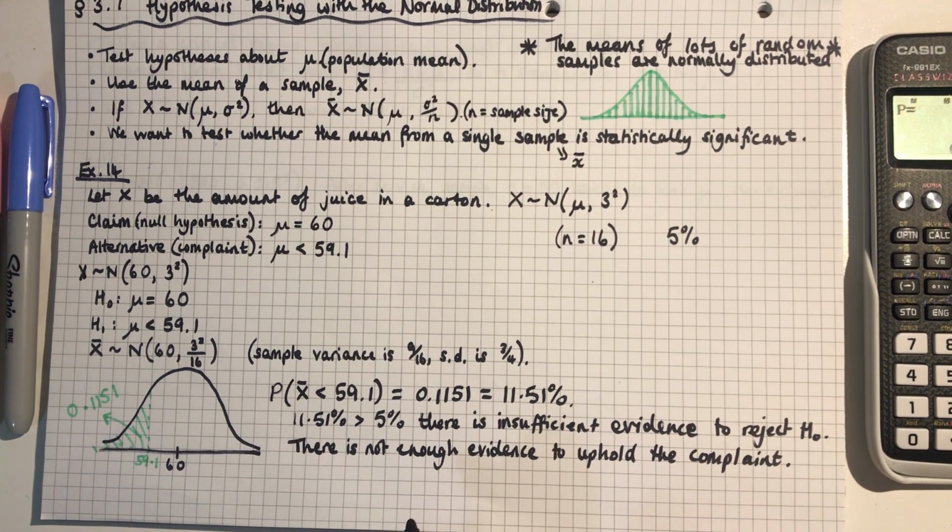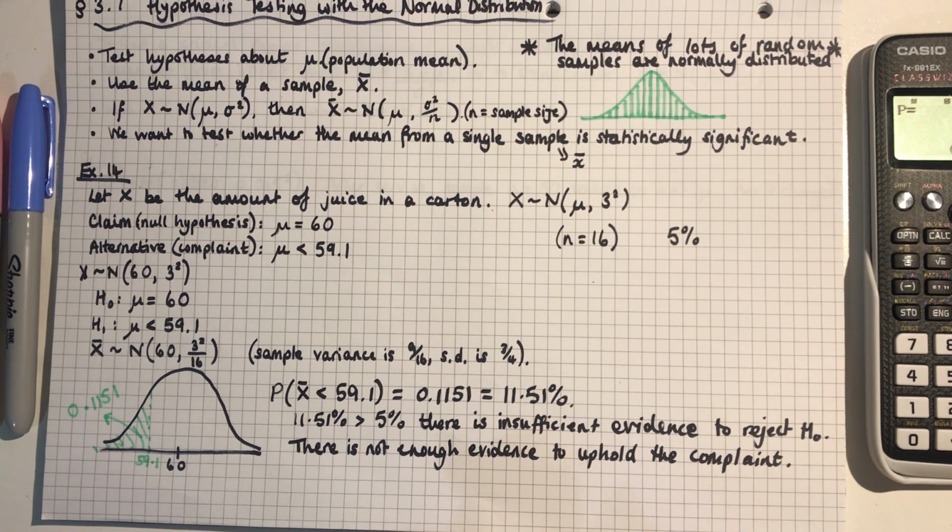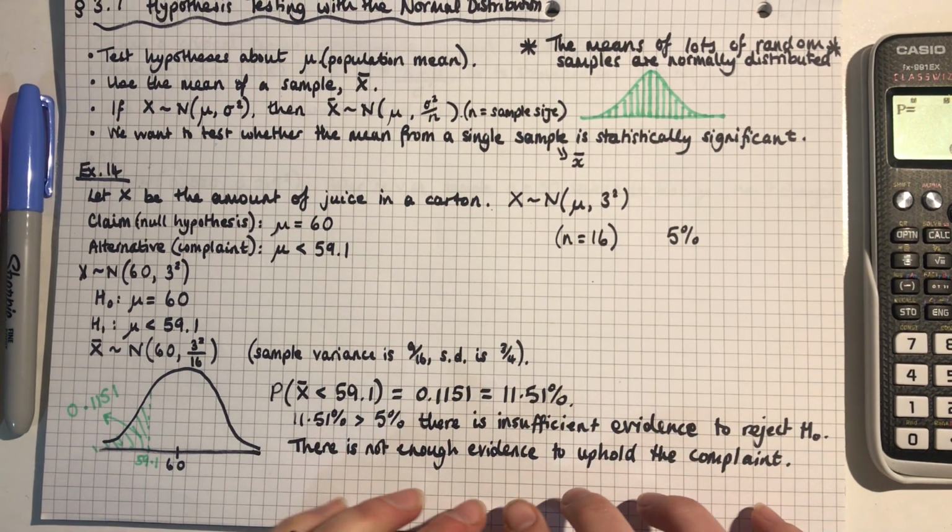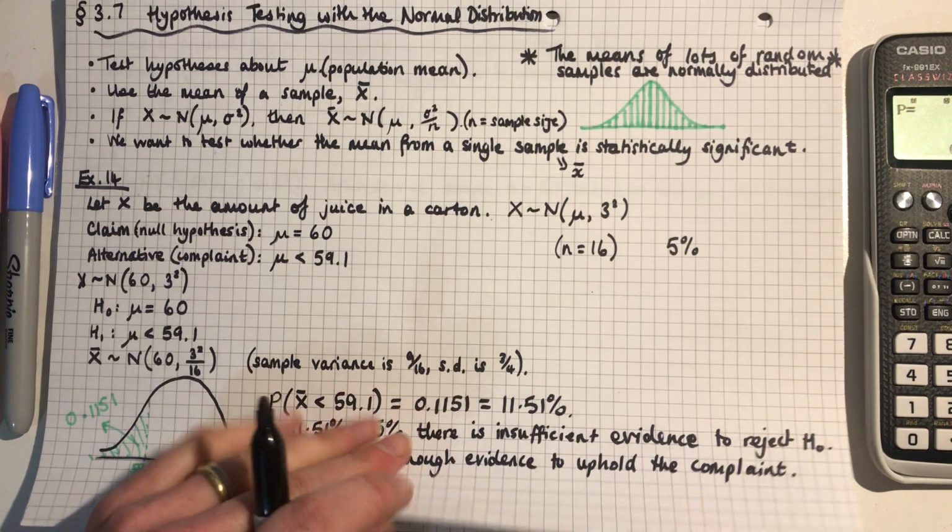A 5% chance of something happening is still a 5% chance that it can happen, but we just have to go on the balance of probabilities here. So in this case, there's not enough evidence to uphold the complaint.